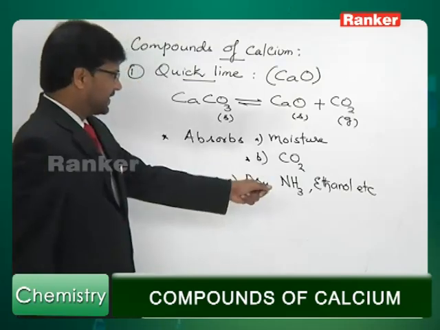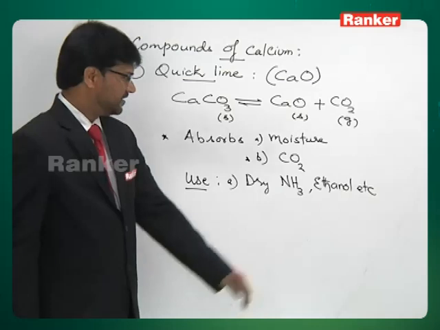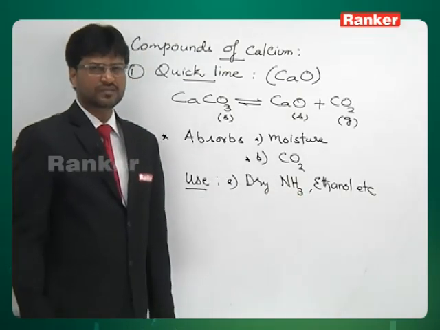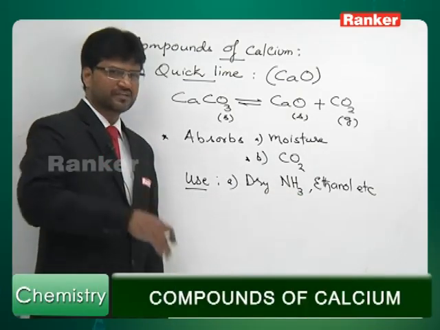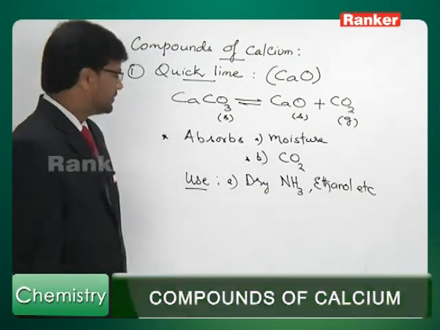If you pass ammonia gas through calcium oxide, it will lose all its moisture and become dry ammonia gas. Even ethanol can be distilled. Rectified spirit can be distilled with calcium oxide, quicklime, and you get absolute alcohol.